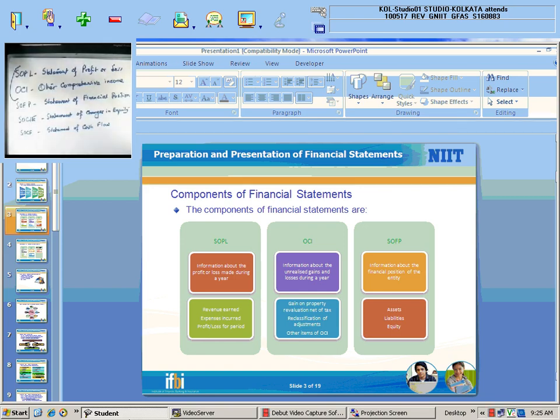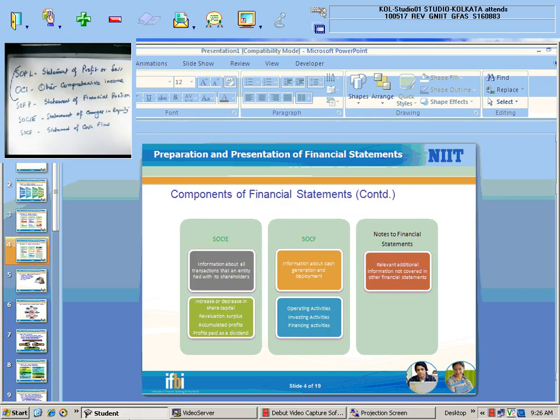Then we have statement of financial position or balance sheet, statement of changes in equity, statement of cash flow, and of course, the last one is notes to financial statements, which provides additional information which is not disclosed through the first five. Additional relevant information not covered in the first five components of the financial statements. I hope that is clear to you. So you have to keep in mind, these are the 6 essential components of a complete set of financial statements.